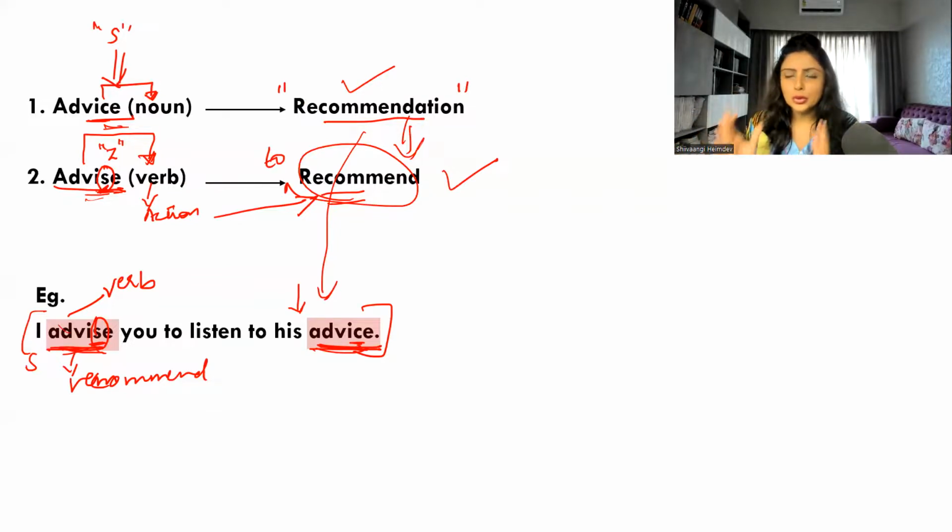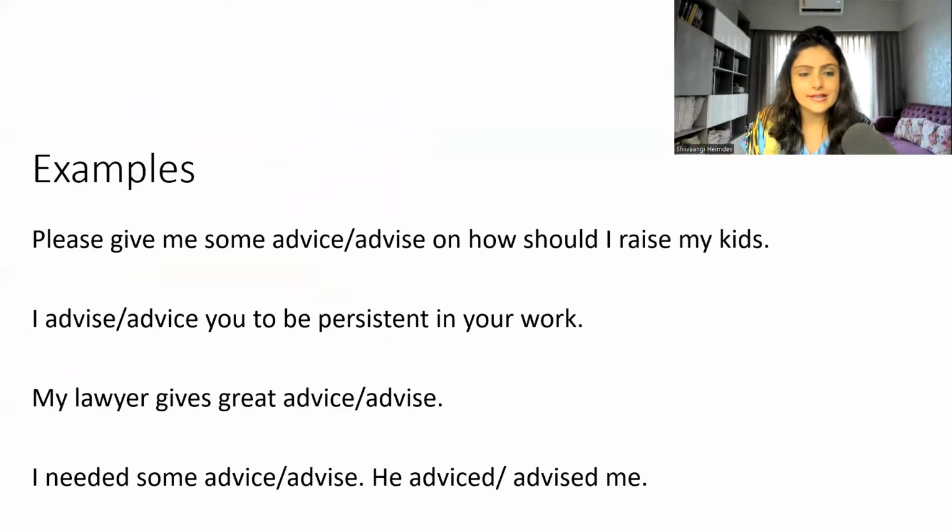So I hope you know what the difference is now. Advice with C is a noun, which means recommendation. So whenever you have to use the word recommendation, you can use the word advice instead. And whenever you have to use the verb to recommend, you use advise with S in it. That's it. Let's look at a few examples. Rather, let's solve a few sentences together and understand the intricacies of both these words.